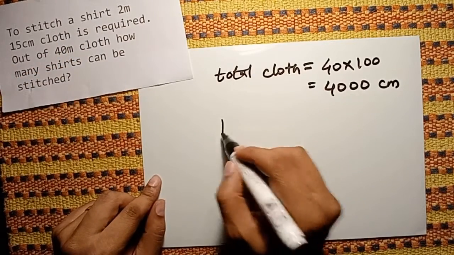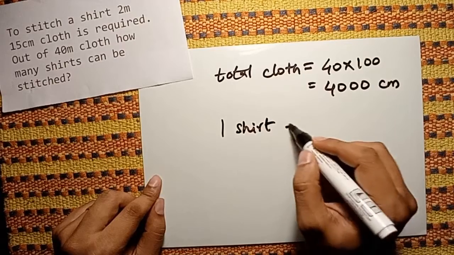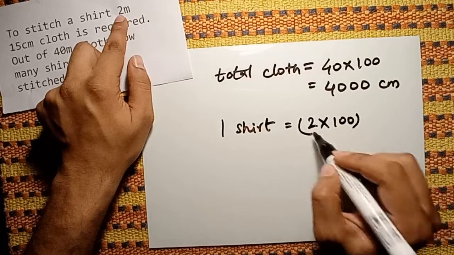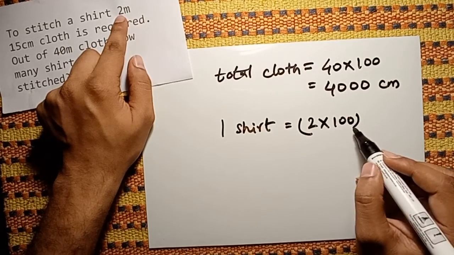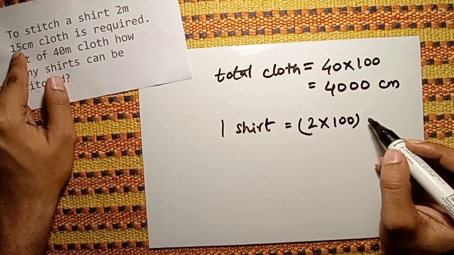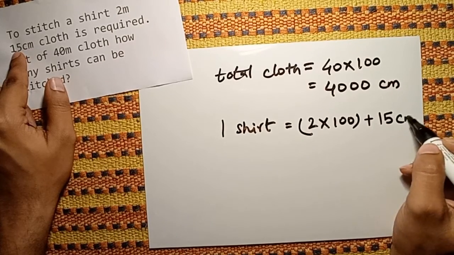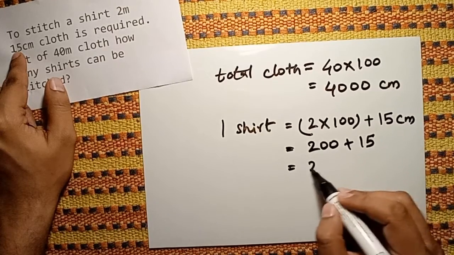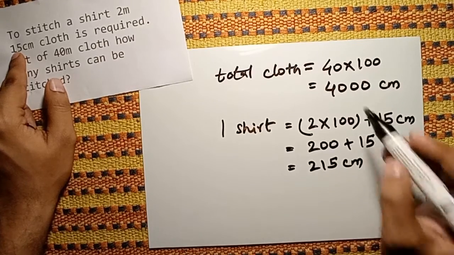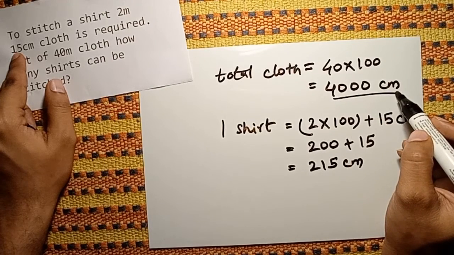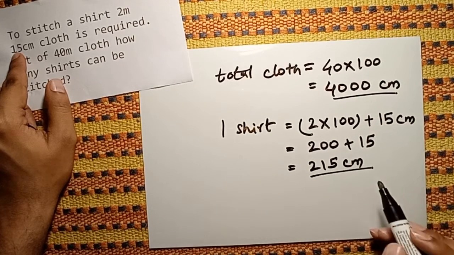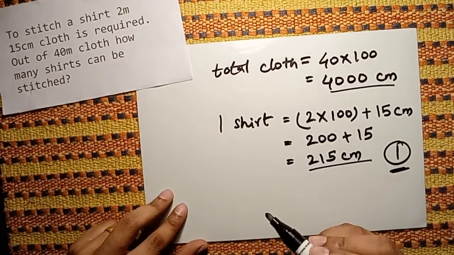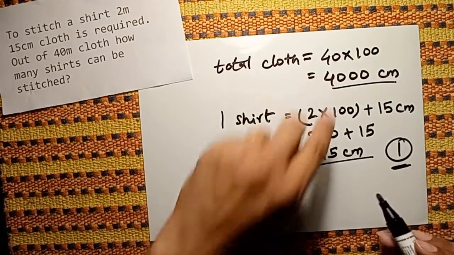For one shirt, how much do I need? 2 meters. Remember brackets. 2 meters is equal to 2 into 100 centimeters plus 15 centimeters. 200 plus 15 equal to 215 centimeters. So this is the total cloth available with me. This is the cloth required for one shirt. Now how many shirts can I make in 4,000?